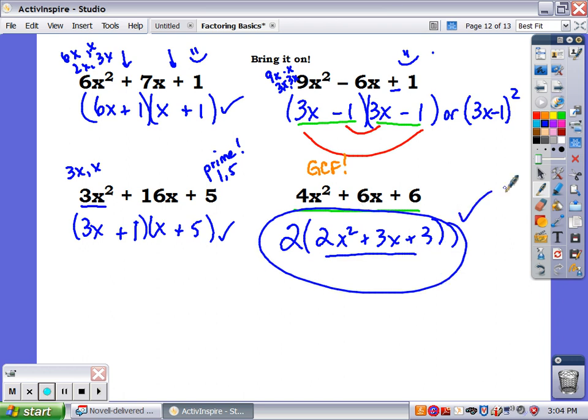So don't overkill problems, but have some fun with it. Don't take up too much space. And when in doubt, just multiply and see if you get what you started with.